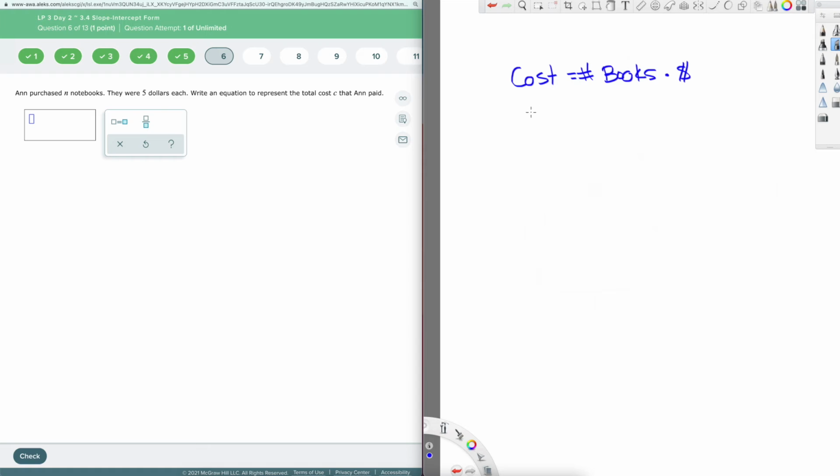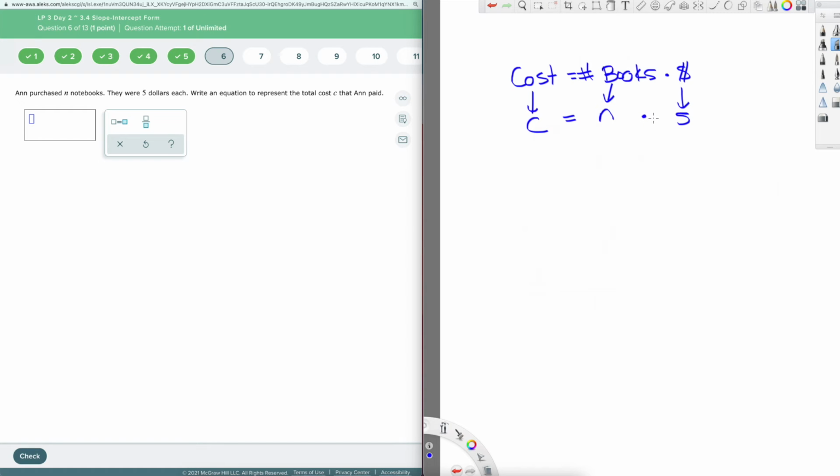So instead of the word cost, they want us to use the letter C. They asked us to do that. And then they told us that the cost was $5. It's $5 for each book. And she purchased N notebooks. So instead of number of notebooks, we have N. So the cost is going to equal N times 5.